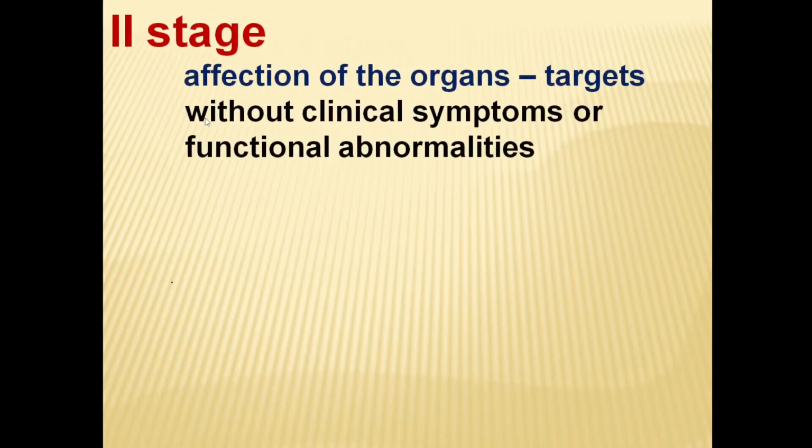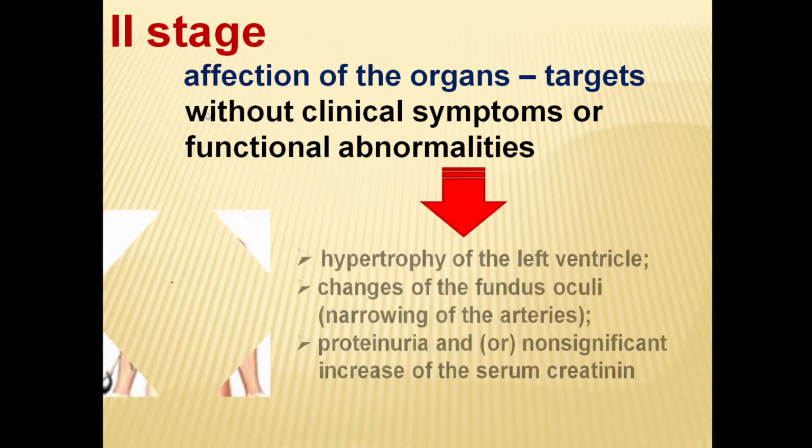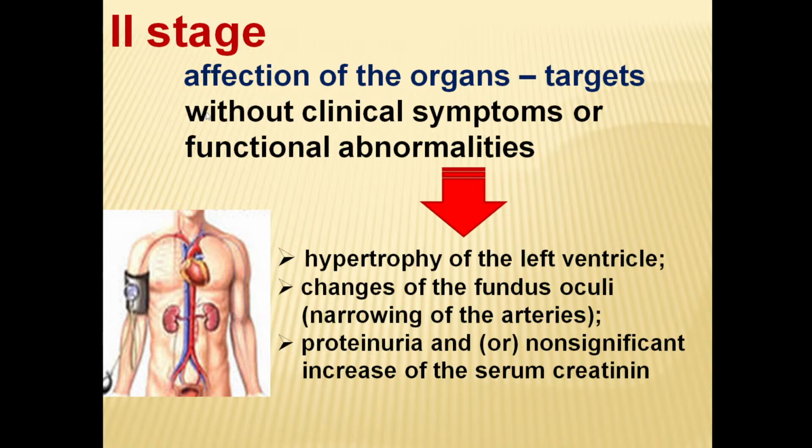In the second stage, we'll see involvement of the target organ, but without functional abnormalities. For example, we'll reveal hypertrophy of the left ventricle, but its contractive ability is preserved, with no signs of heart failure. We reveal changes of the vessels of the fundus oculi, narrowing of arteries, but no affection of vision. We'll reveal some pathological indices in urinalysis, and the level of serum creatinine will be high or slightly increased, but no significant dysfunction of the kidney.